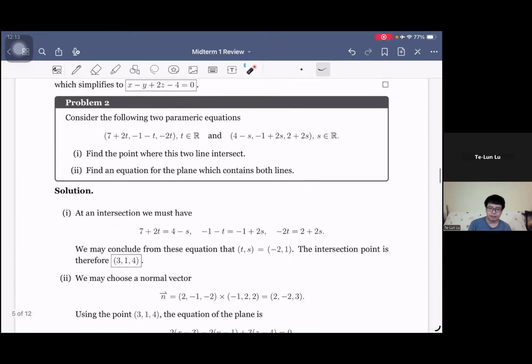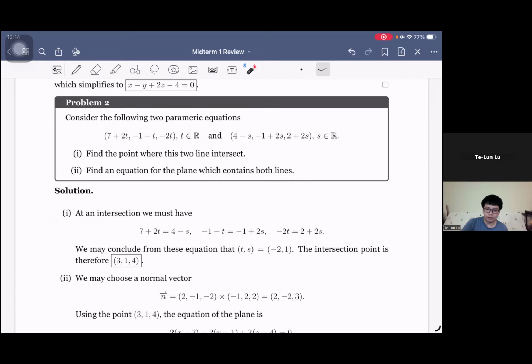Okay, for the second problem, I asked you guys to find, there are 2 lines and you want to find whether they intersect at some particular point. And you also have to find an equation for a plane that contains these two lines like this. I believe I have done similar problems like this in the lecture. So the solving is quite simple.